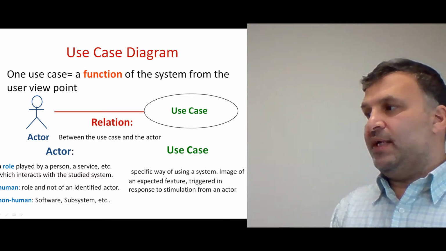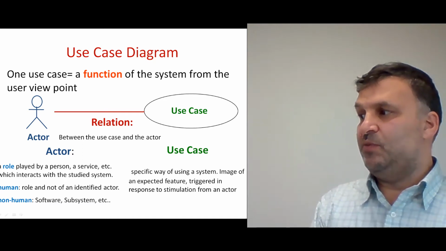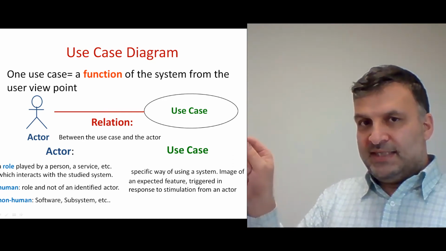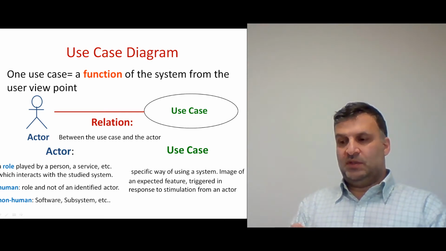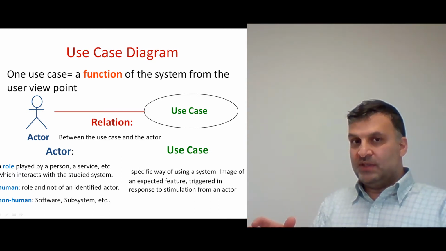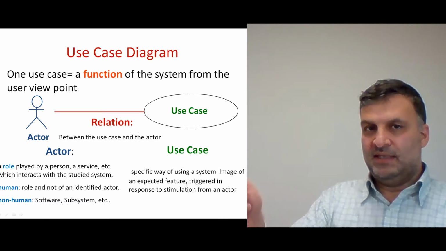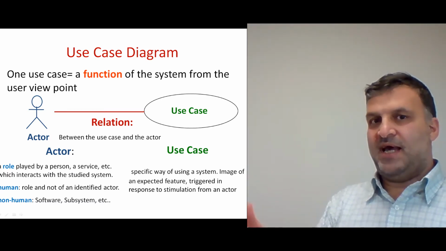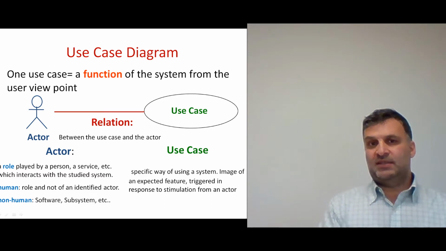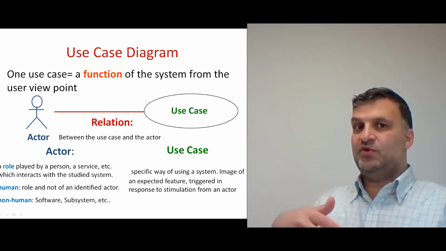A use case is a specific way of using a system, an expected feature triggered in response to stimulation from an actor. So if we want something from the system, we use this use case. For example, I want to register in the university, so it is a trigger, and the university should react, should do something in response to my demand. A sensor may send a value to the central unit, and the system should react when it receives this value. The user can consult the data in his house, so when he opens the window to know what happened in his house, the system should react.